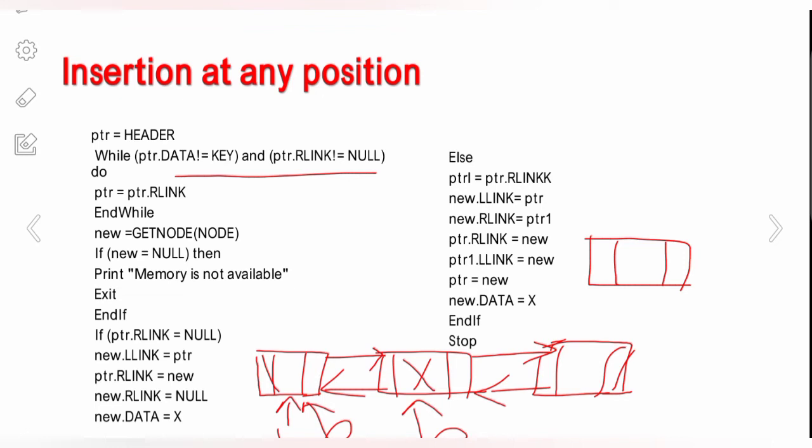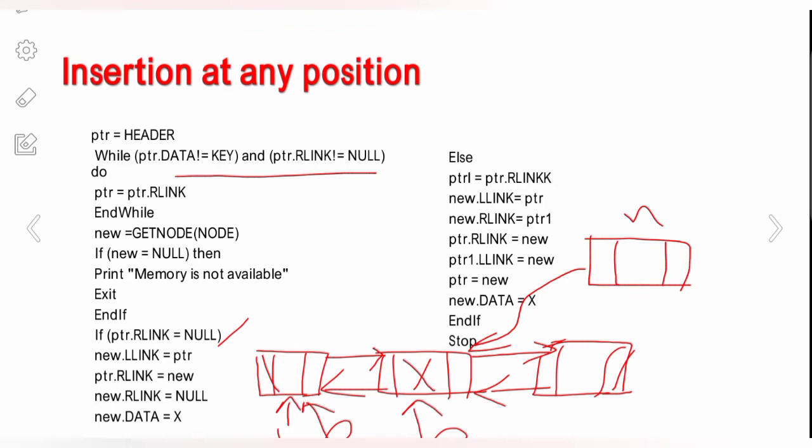So what will happen here? New dot left link equals to pointer. Okay. So here the right side part is not equals to null, so the key that we have searched is not having the null value at the right link. So we are going to make the new dot left link. So this is a new node. So new dot left link is equals to pointer. So we are going to insert this new node here after the particular key value search, key value x here.